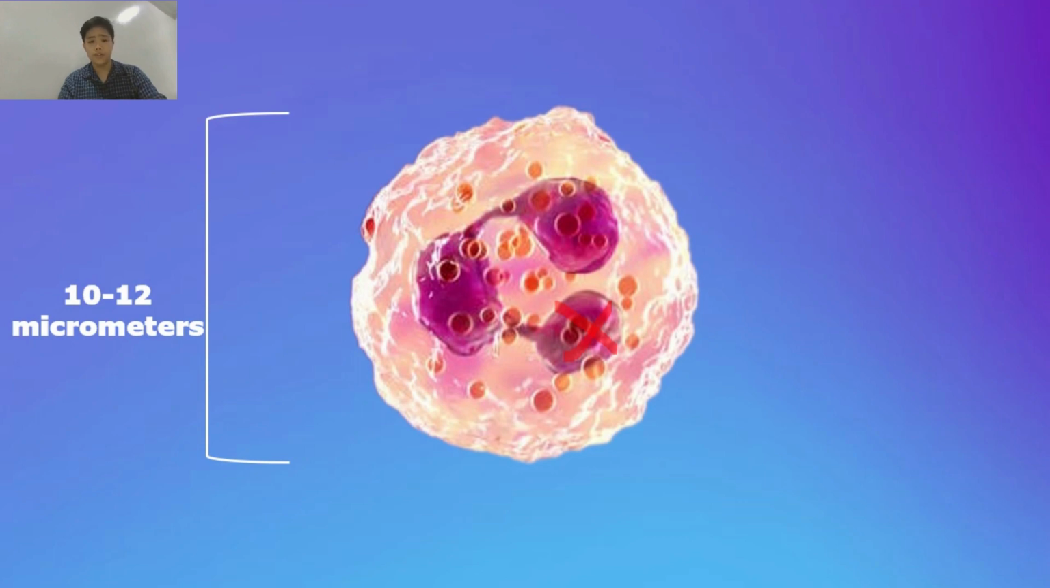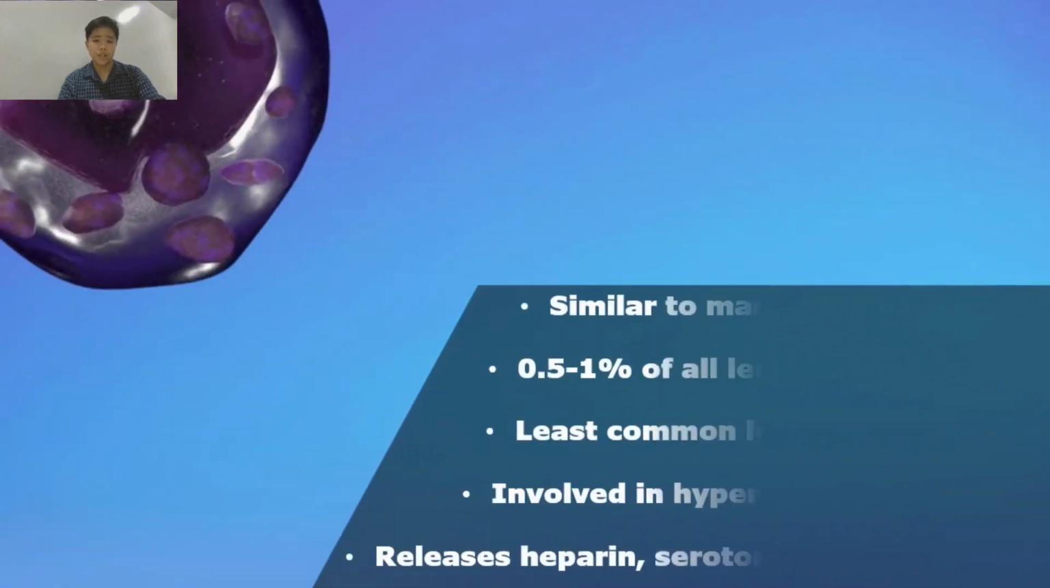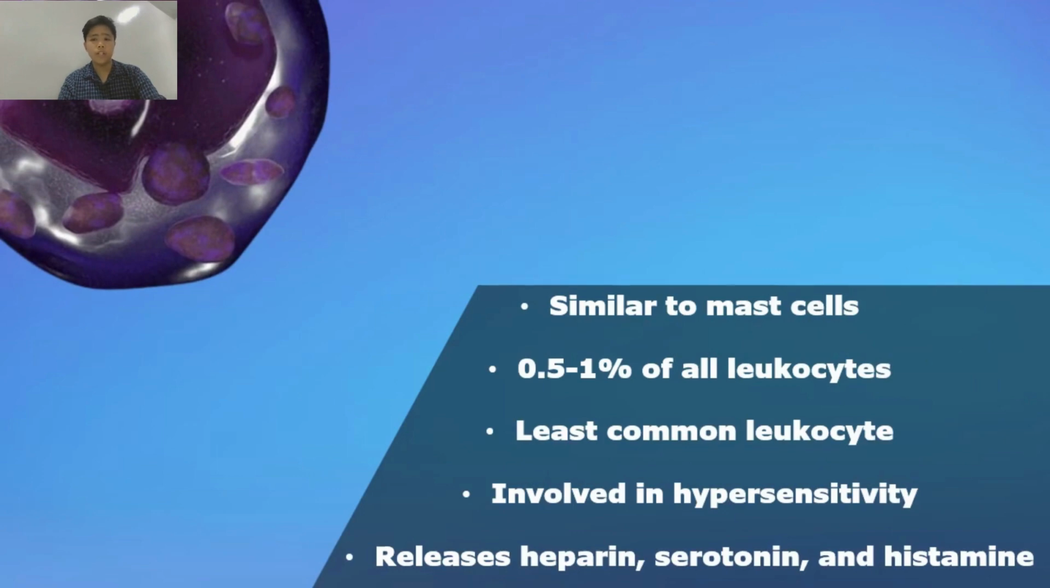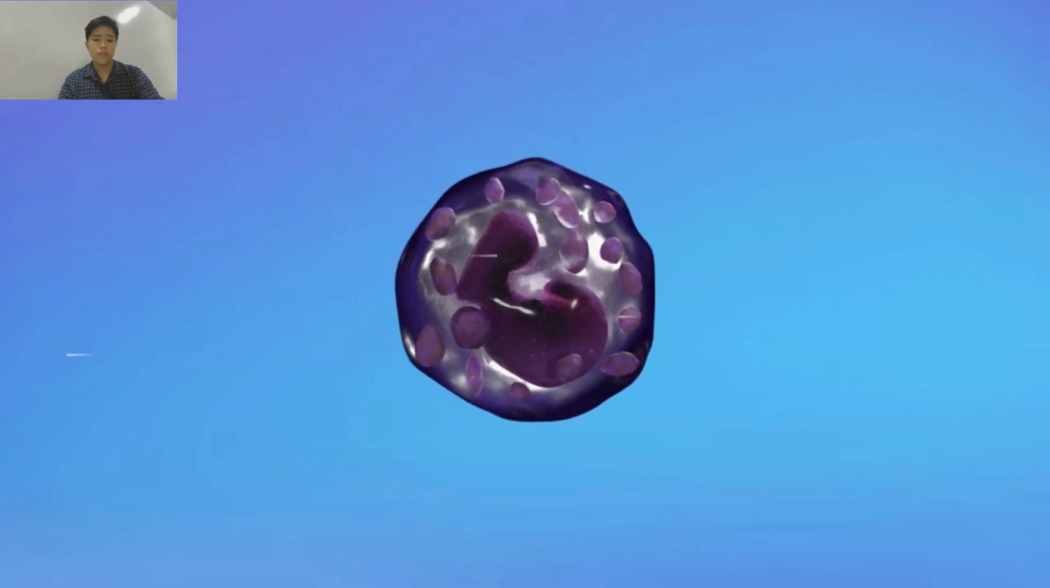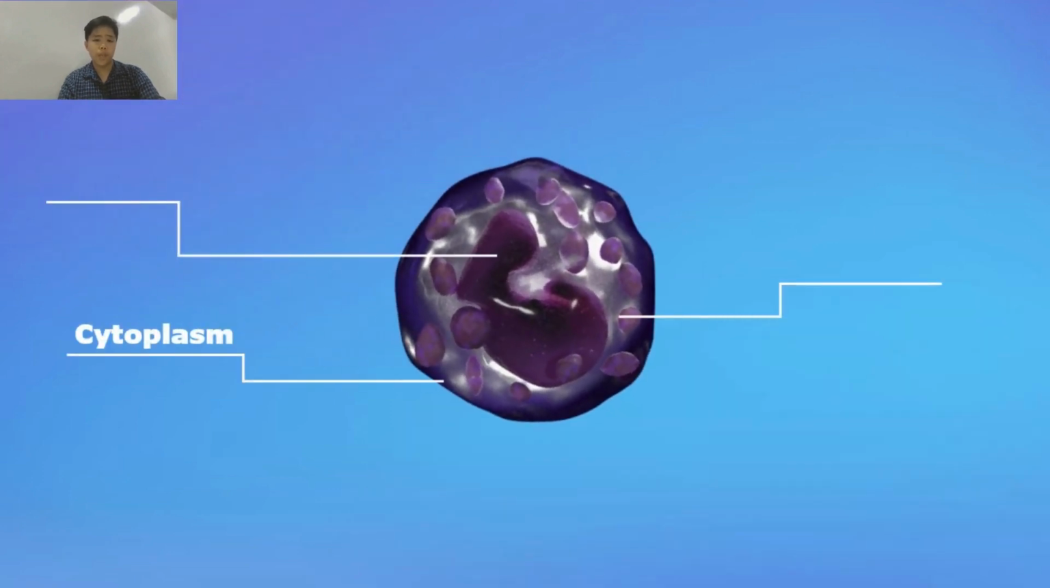Up next are the basophils, which are similar to mast cells, because they are both involved in the body's hypersensitivity and allergic reactions. These basophils are the least common type, which is around 0.5 to just 1% of the total WBC count of our blood. They release heparin, serotonin, and histamine in case our body has allergic reactions. So for their parts, we have the cytoplasm, nucleus, and granules. As you can see, they do not differ largely from the other cells. They are only darker in color and only 8 to 10 micrometers in diameter.